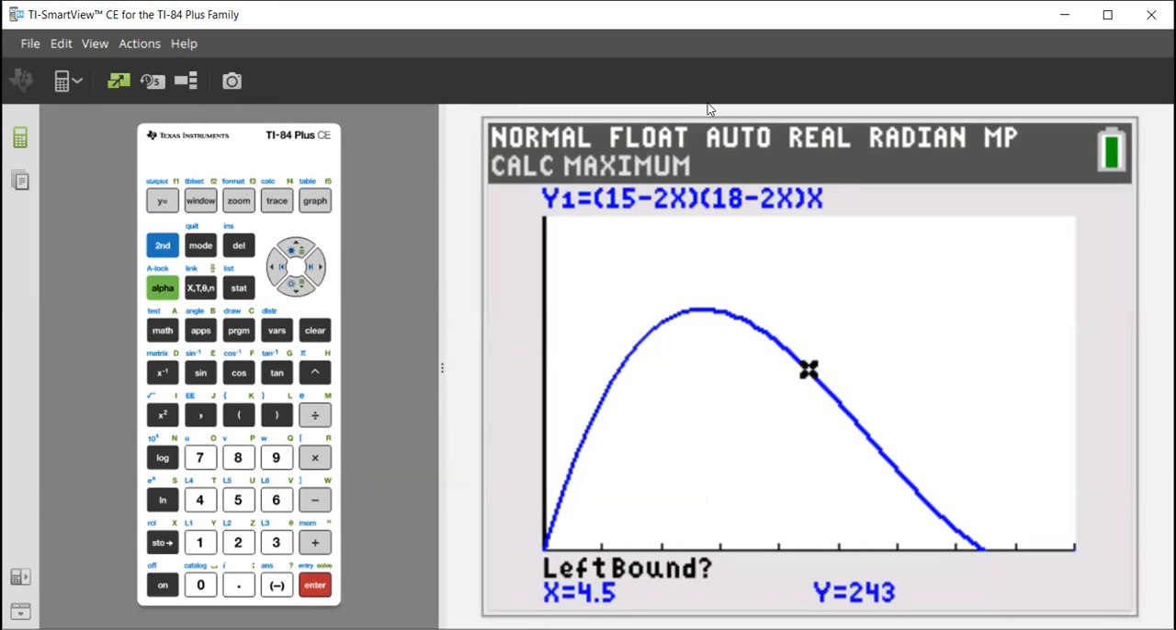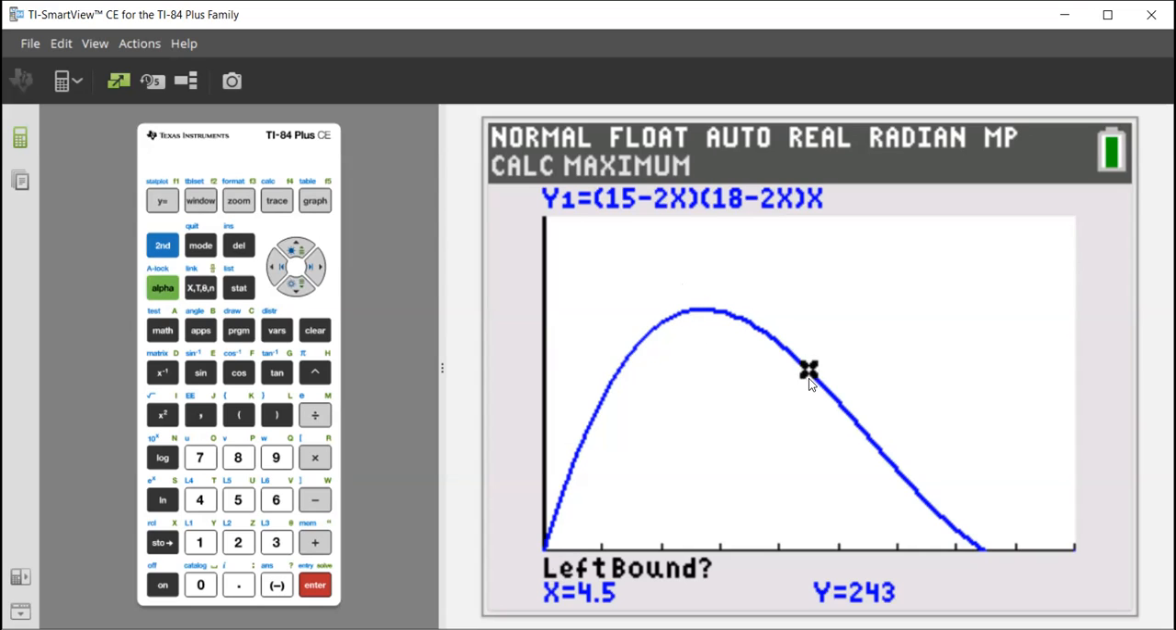Now, this is what happens when you do a max. It says, hey, what's the left bound? If you go down here, it'll tell you what to do. So left bound means show me a point or type in an x value that represents a point that is to the left of the point you're interested in finding. So the point I'm interested in finding is this peak right here.